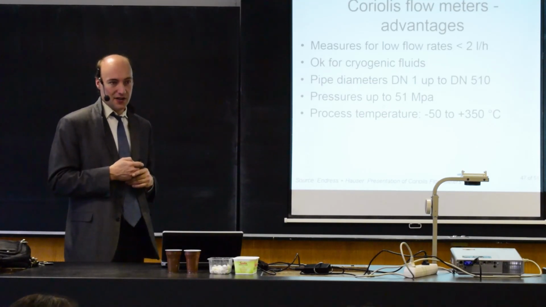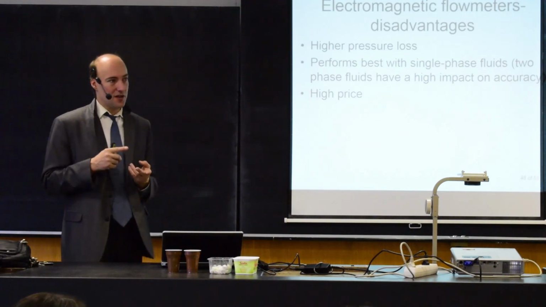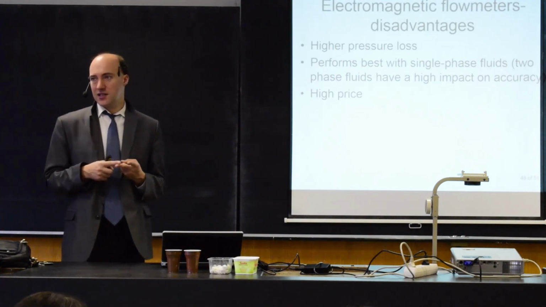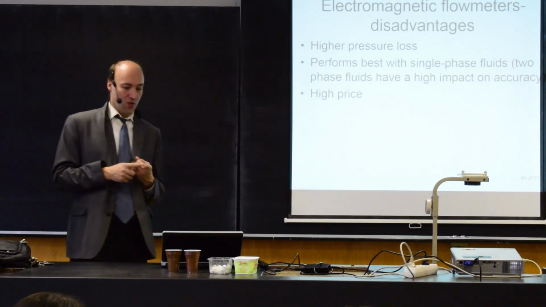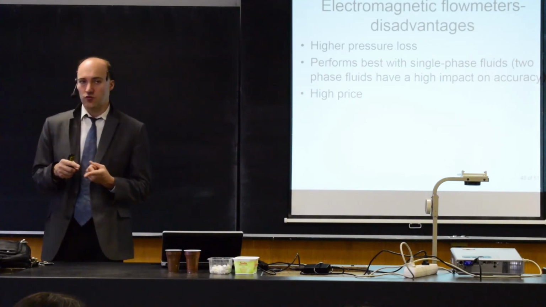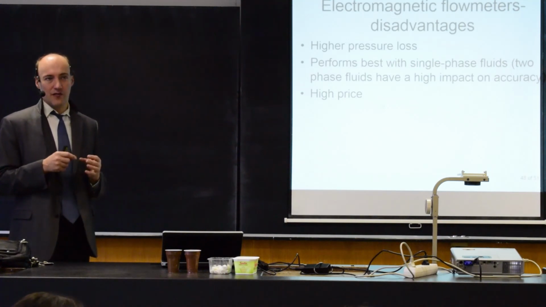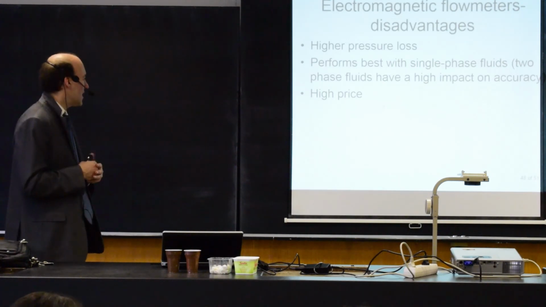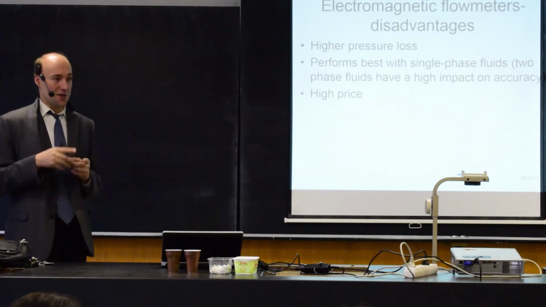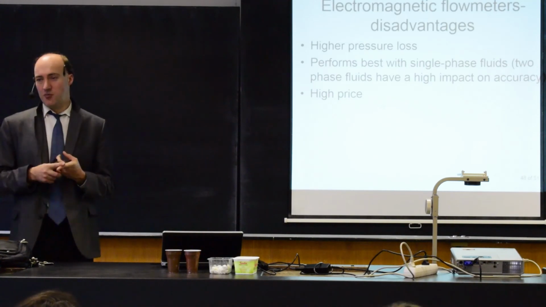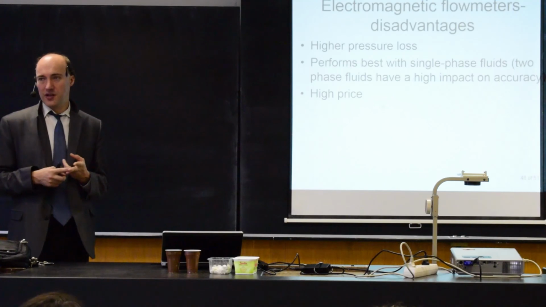What are the disadvantages? Compared to the ultrasonic flow meter and electromagnetic flow meter, it has a higher pressure loss. It performs the best with single-phase liquids if you want to measure concentration and viscosity, because if you have more components in the liquid, it has an impact on accuracy. And the biggest disadvantage is high price. It's much more expensive than the ultrasonic or electromagnetic flow meters.